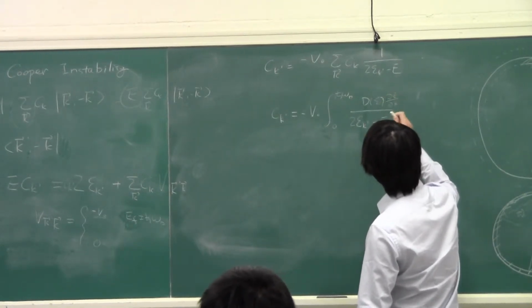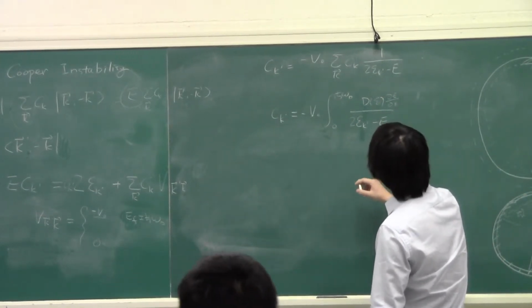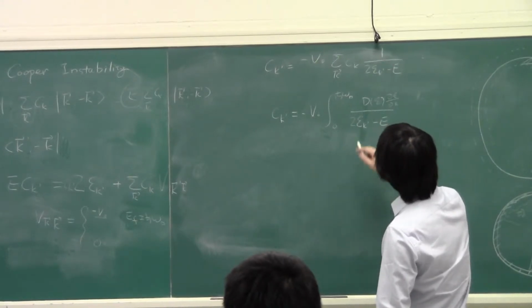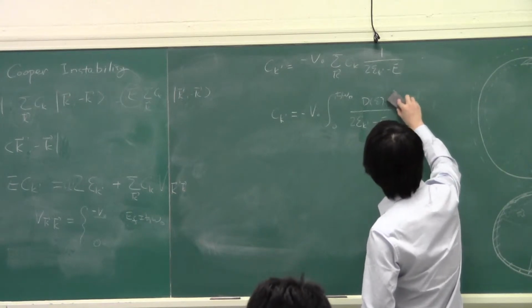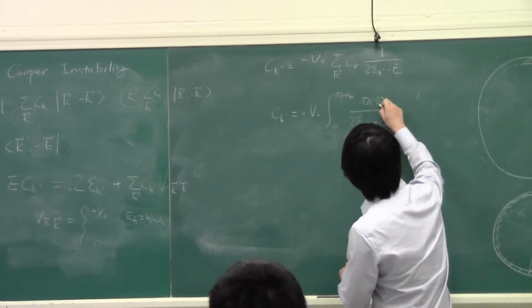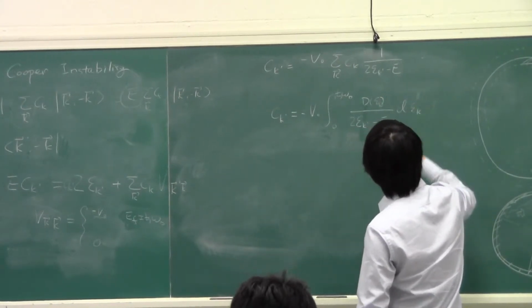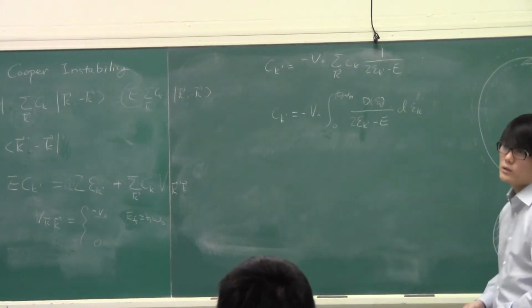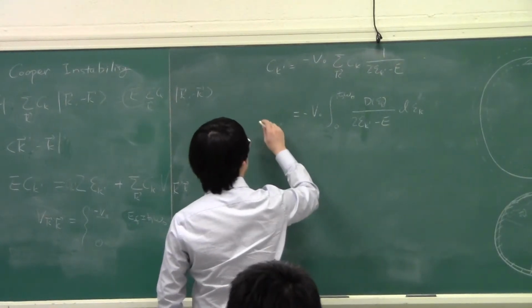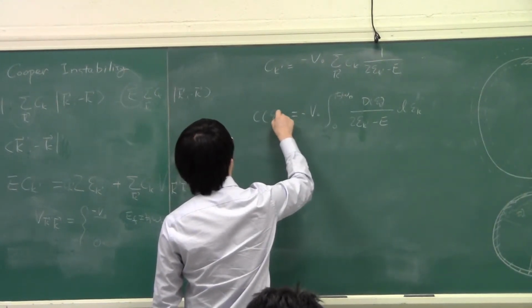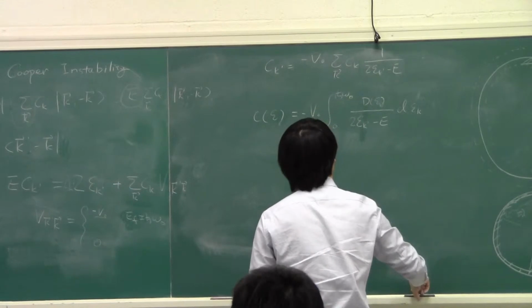Something like k, because we're summing over all the k. Oh, never mind. This is just the density of states, E epsilon k prime, and then d epsilon. Something like this. So now I can get away with replacing all these things. So c of epsilon is equal to minus this.